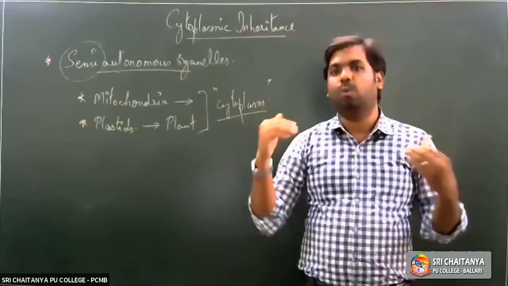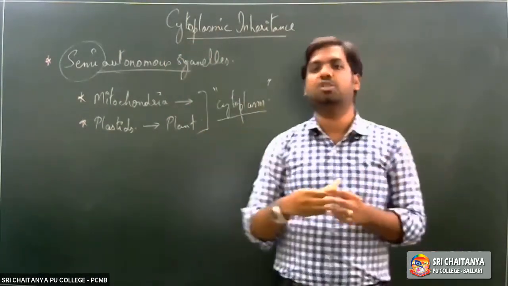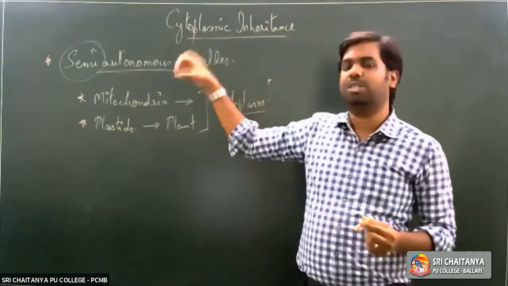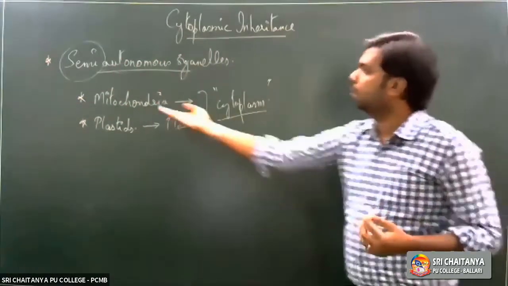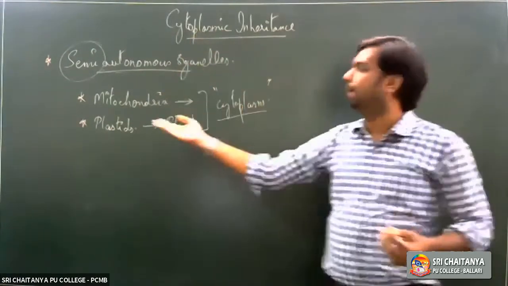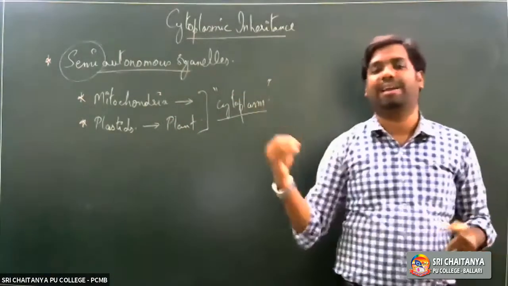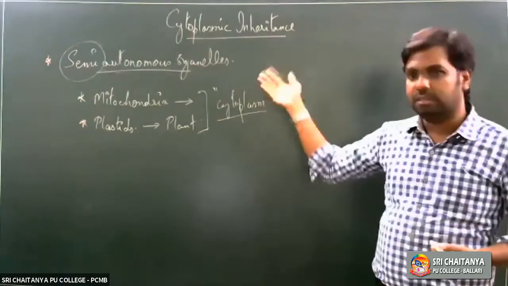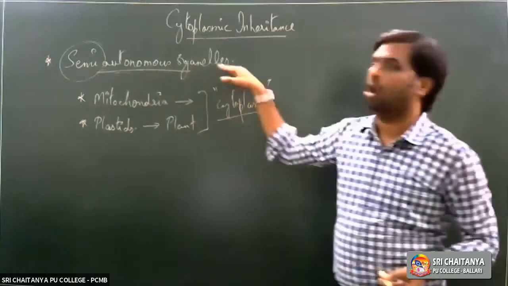But along with the genetic material that is present in the nucleus, there are certain cellular organelles which have their own genetic material, which is nothing but DNA. So which are those organelles? Mitochondria and chloroplast. Along with the nuclear DNA, mitochondria and plastids also have their own genetic material. Since they have their own genetic material, and since they are also under the control of the nucleus, we call them semi-autonomous organelles.